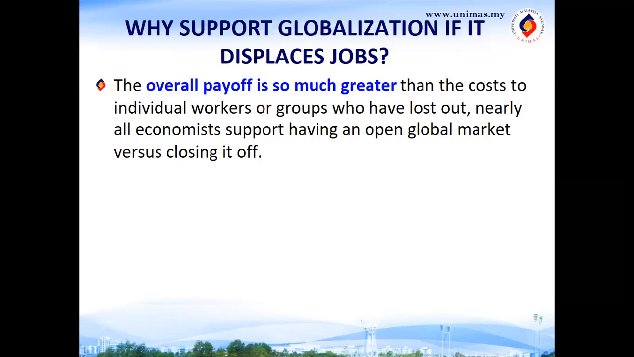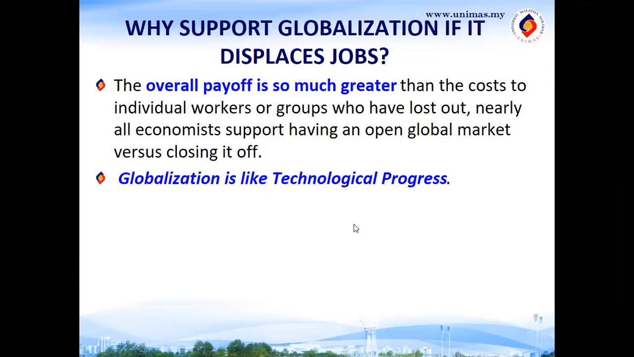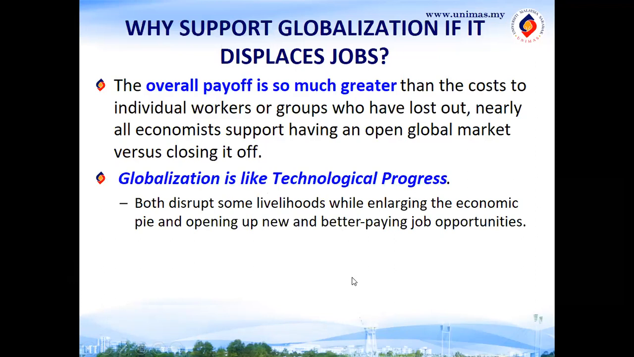So, no doubt that some people may have lost out, no job or fewer jobs, but the overall benefits or payoff is very big, at least from the economic point of view. Right? So globalization is like technological progress, where both will disrupt or bring effects to some livelihoods while enlarging the economy, GDP increase and so on, and opening up new and better paying job opportunities.